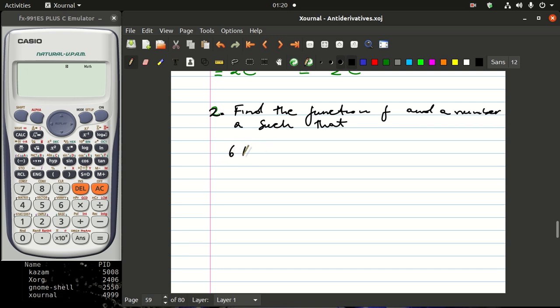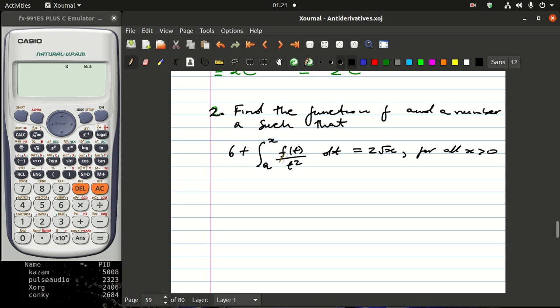if I take 6 and I add the definite integral from a up to x of f of t divided by t squared dt, I'm always going to get 2 times the square root of x for all x greater than 0. So this whole thing is always going to be equal to that. Now the question is saying we want to find f of x. What is going to be our f of x and what is the value of this a there?